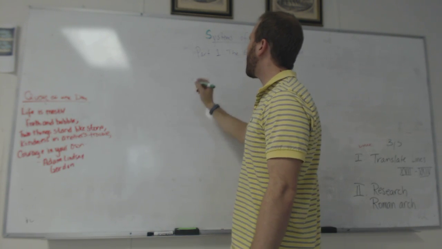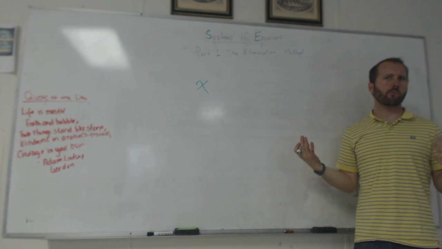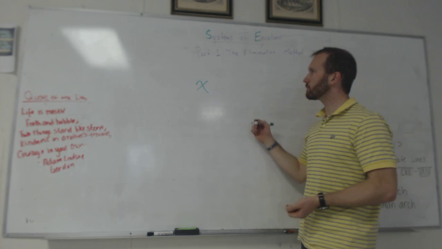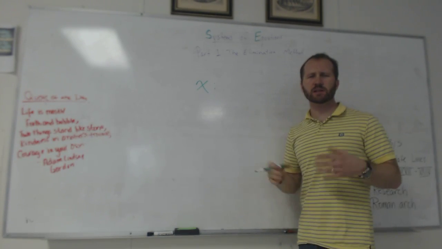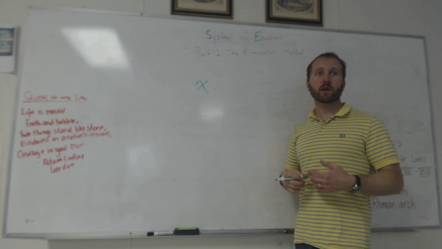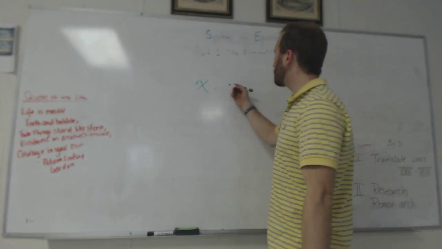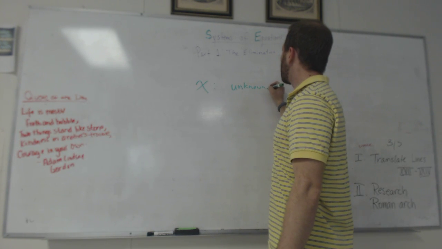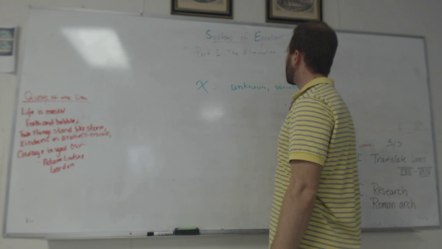What would we call that? X. What would we call it? X. Okay. What if it were Y? Or Z or A? Unknown number. An unknown. Yeah, what's another name for an unknown? Variable. A variable. Either of those terms is fine. An unknown or a variable, right?